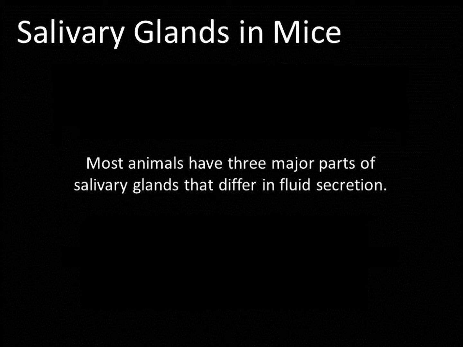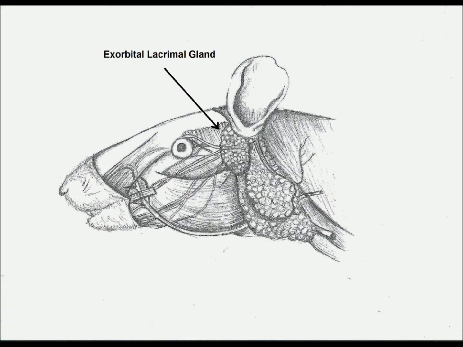Most animals have three major parts of salivary glands that differ in fluid secretion. In mice, those three glands are the exorbital lacrimal gland, the submandibular salivary gland, and the parotid gland.